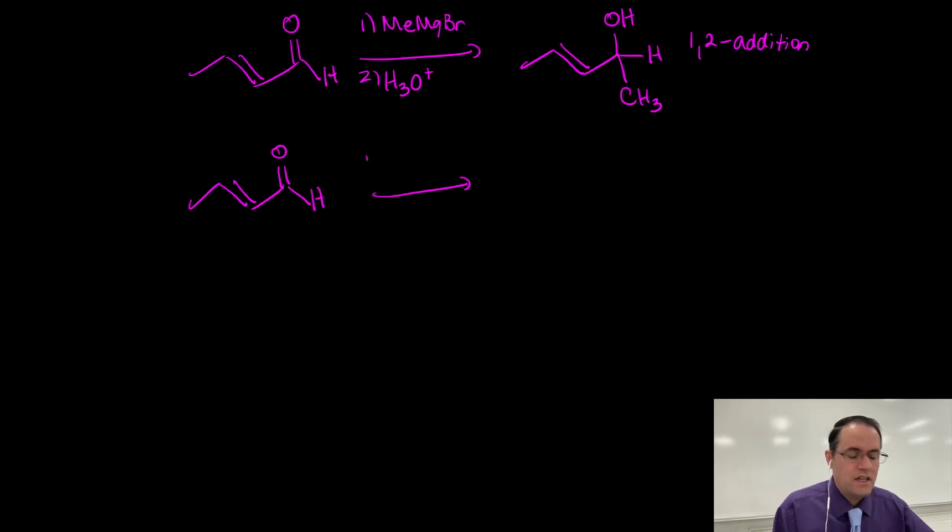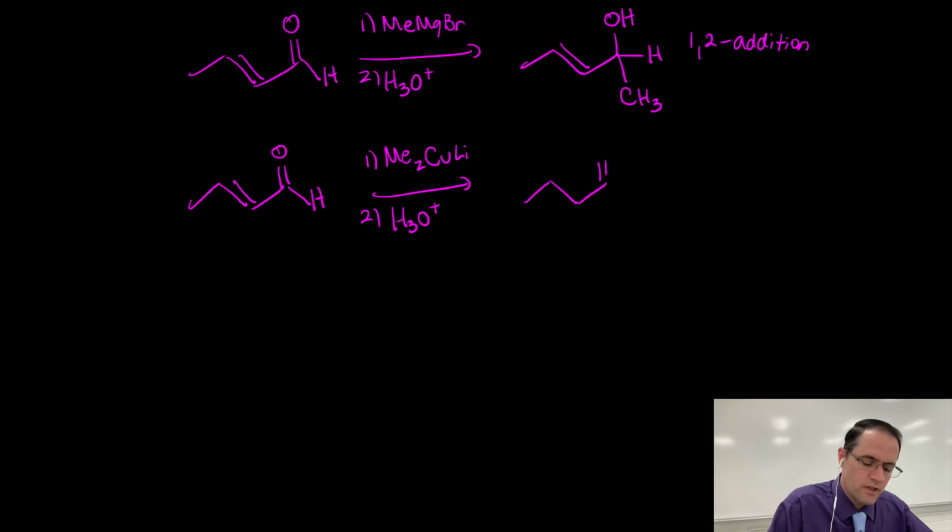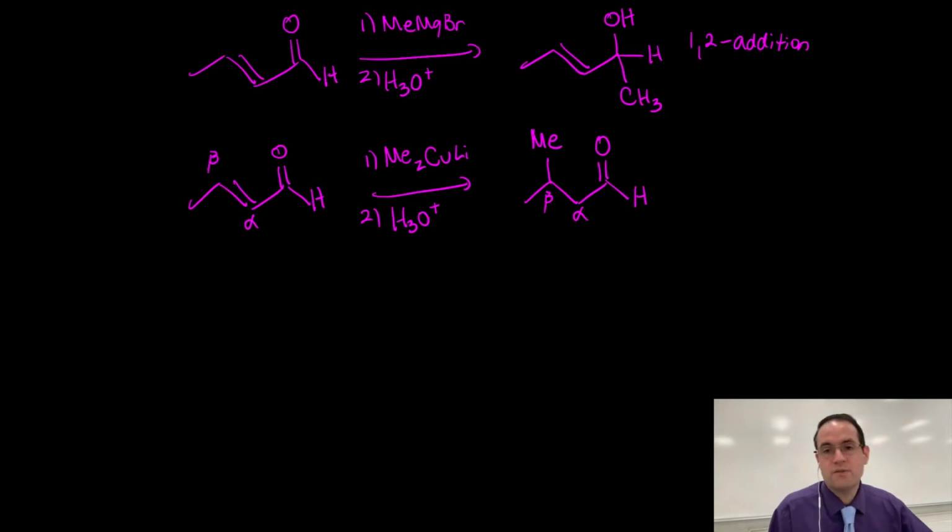And we can use Gilman reagents. And in this case, the nucleophile is going to be attacking the beta carbon. And after workup, we're going to get our methyl group attached to the beta carbon. And of course, we call this a 1,4 addition, or a conjugate addition. Let's call it a conjugate addition.